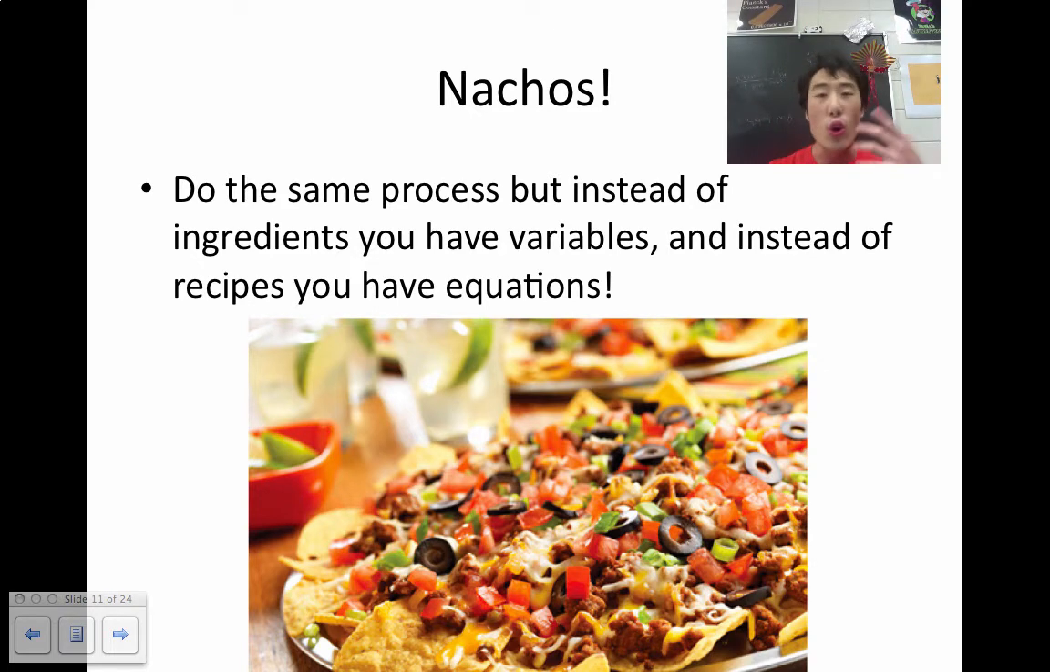Okay, so what you need to do is do the same process. Go through your ingredients or your variables and go through each equation to see which equation you can use. Alright?